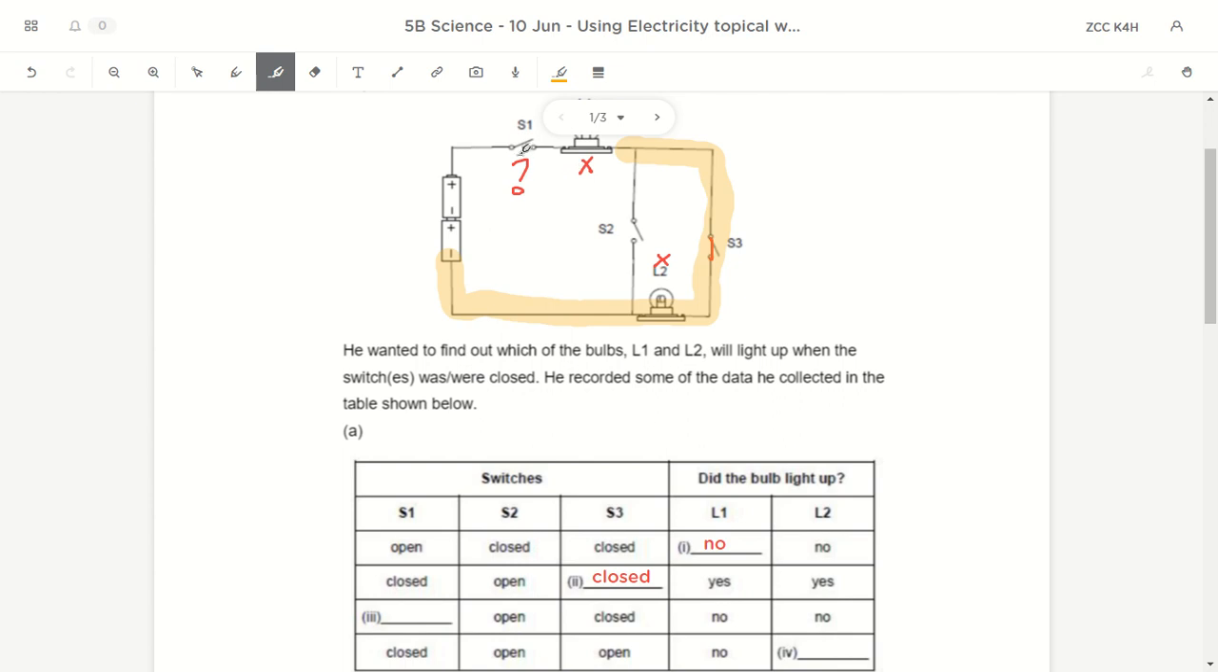Oh, I realized that I made a mistake. Okay, let's restart this. Let's start again. Sorry about that.